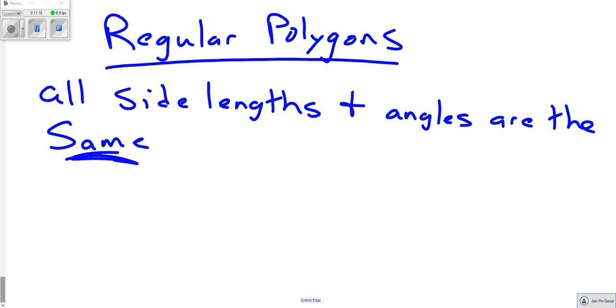So if you get something like this, let's pretend, all these lines here indicate they're all the same length. So this is a regular polygon. The lines say they are the same length, so they have to be.